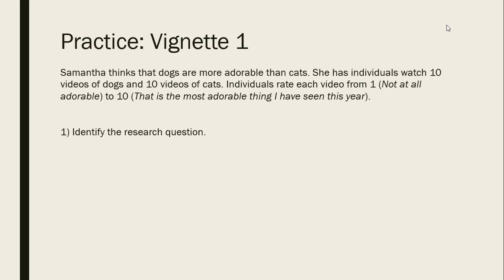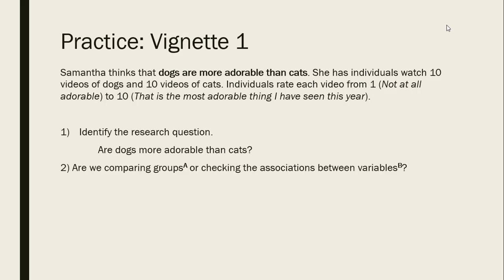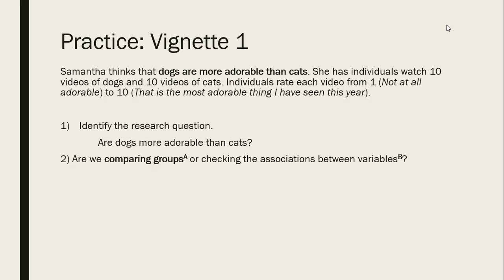So, when we look at this, our first step is to identify the research question. Here we see that Samantha thinks dogs are more adorable than cats. That's basically her hypothesis, that she expects that they will be rated more highly in adorability than the cats will be. We can shift that into a more broad research question of just, are dogs more adorable than cats? And then we can consider, well, are we comparing groups or are we checking the associations between variables? And from this, we can see that we're comparing dogs and cats in regards to how adorable they are.